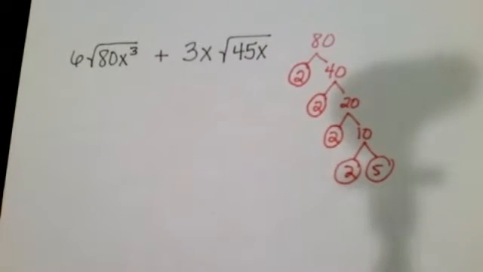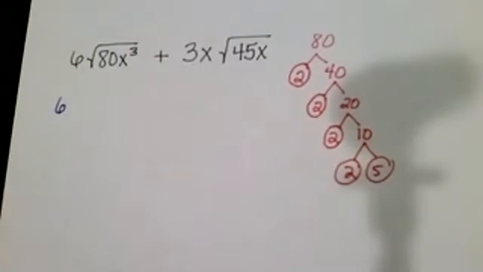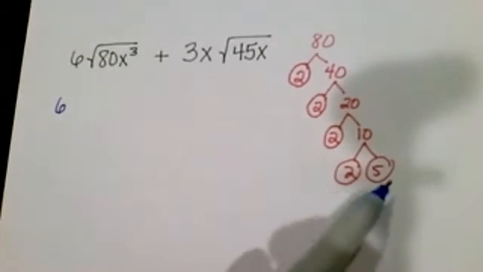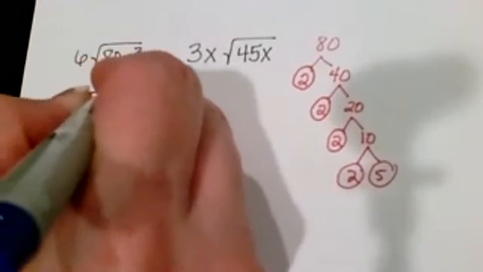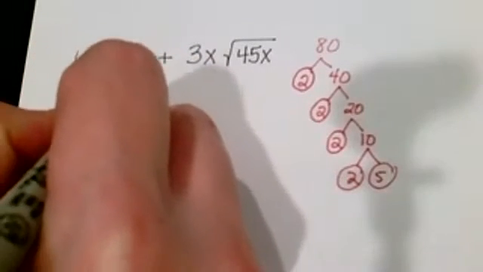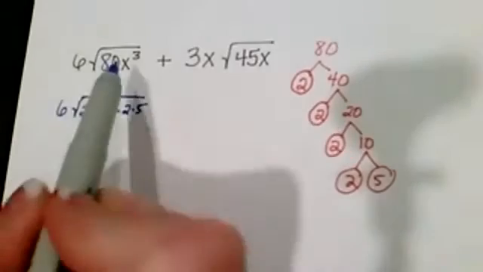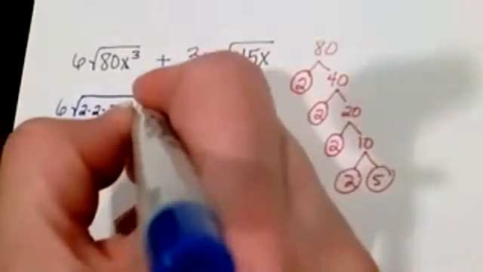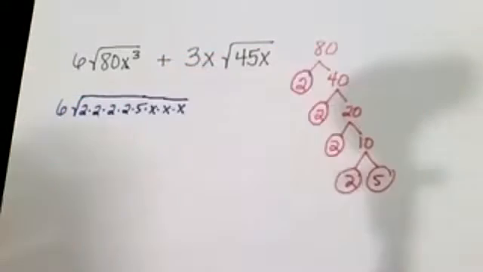So I'm going to rewrite my radical here. I've got the 6 on the outside. I don't want to lose that. And then I'm going to write all of these factors. I could do it with exponents, but I don't want to in this case. I want to really see all of those factors. So I've got 2 times 2 times 2 times 2 times 5. And then let's write the x to the third as x being multiplied times itself 3 times. I really want to see those pairs.